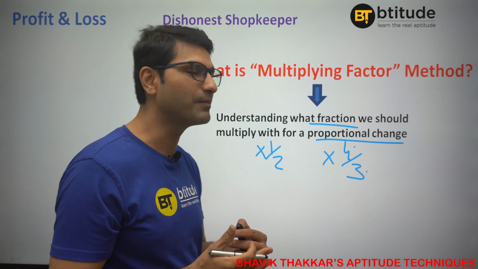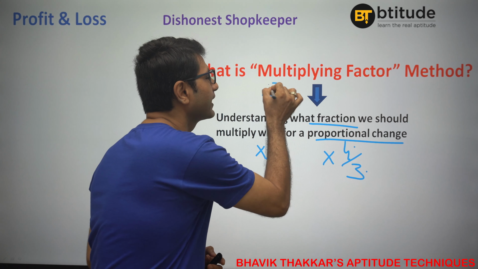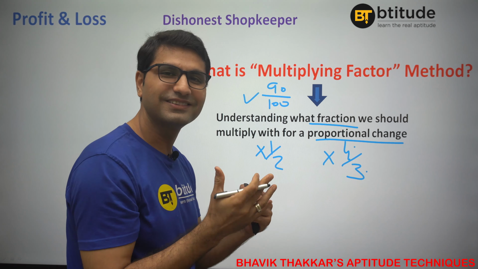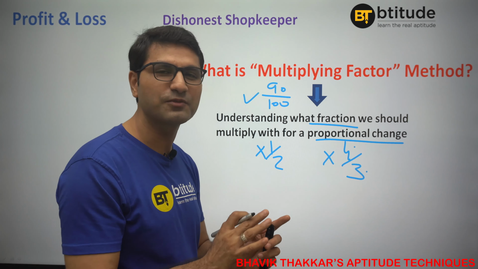You know, it's like our marks. Whenever we used to get our marks, say for example 90 out of 100. Out of 100, we were getting 90. This is how we used to write, right? So you have to understand the fractions. If you understand the fractions, then it is pretty easy.